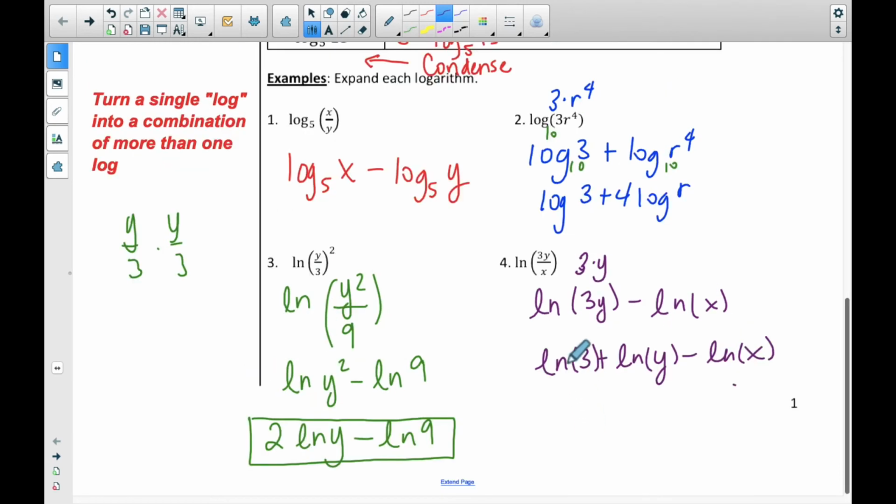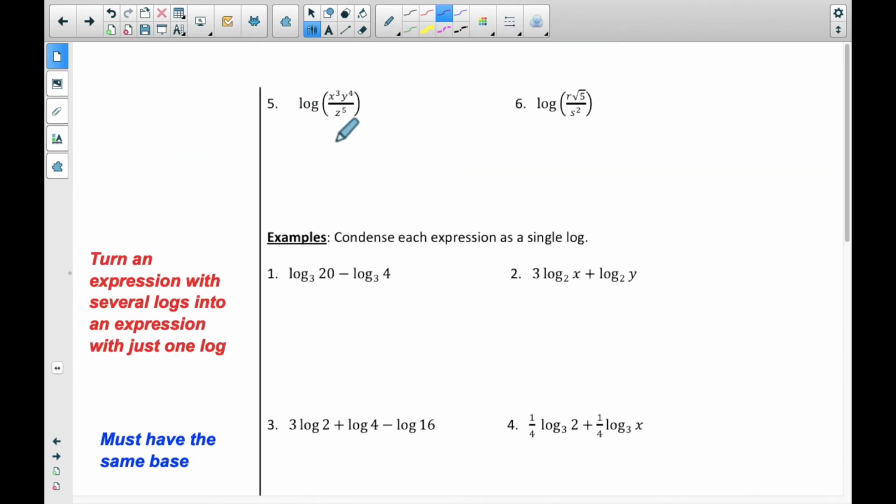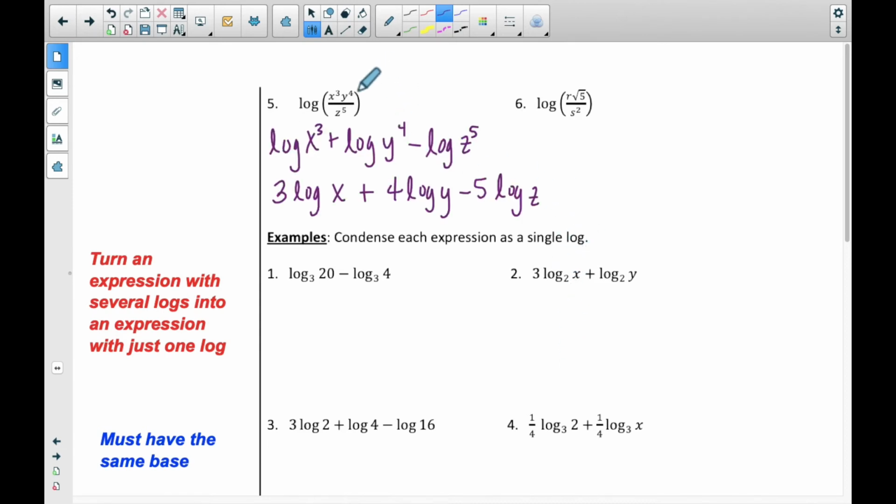Okay, let's turn the page. We've got a couple more examples. I think you guys can do number 5, and then maybe number 6 we can do together. Try number 5. Okay, for number 5, I broke this up into an addition problem, and this is a subtraction. So here's my addition, here's my subtraction. Then each of those exponents has to come out front. So your final answer: 3 log x plus 4 log y minus 5 log z.